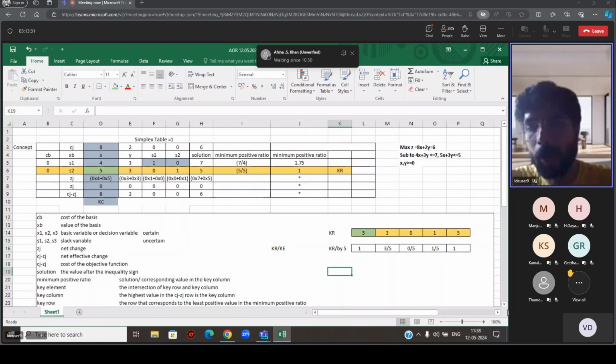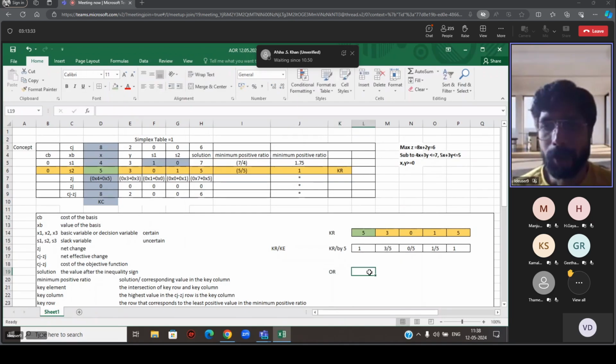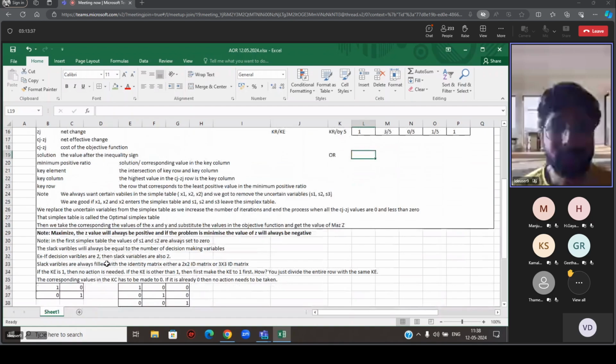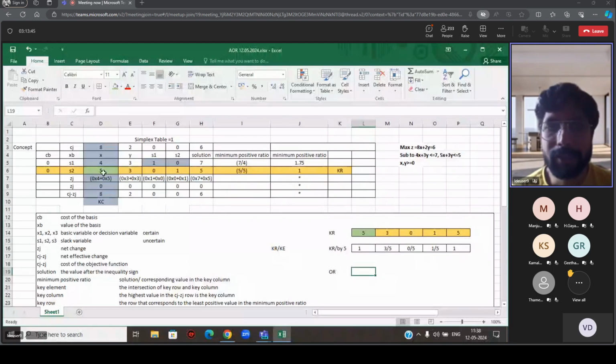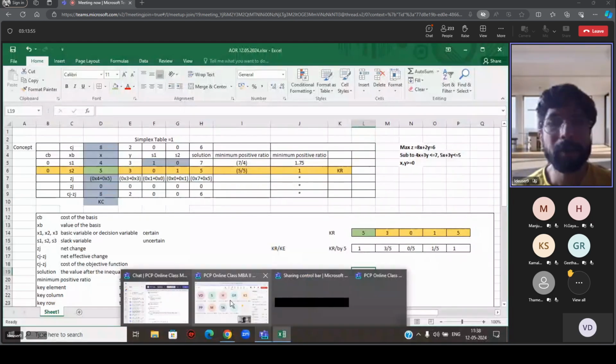Then after that, what you need to do? Old row. Now what you need to do, what is the next step? He says the corresponding values in the key column have to be made to 0. If it is already 0, then no action needs to be taken. Now you see the key column. This is the key column. In this key column, just give me a minute.